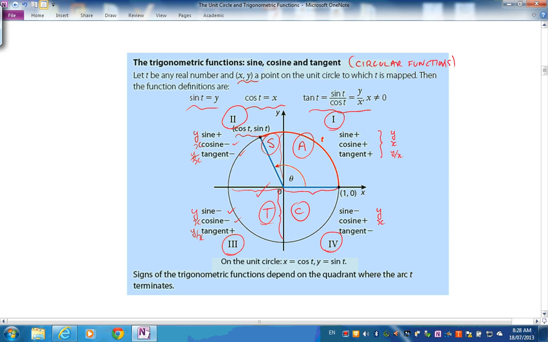So here's the definition of circular functions hiding down the bottom here. On the unit circle, if we land on a point P going around the unit circle, then its x value is the cos of t and y is the sine of t. So they depend upon where the arc terminates, in what quadrant, because the x and y of the P are going to vary. Interesting stuff. It does get better. Don't get too confused at this stage.